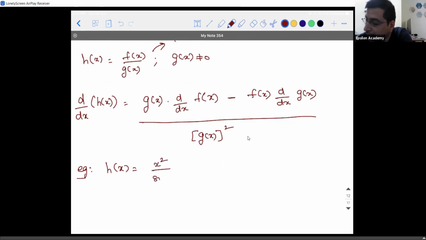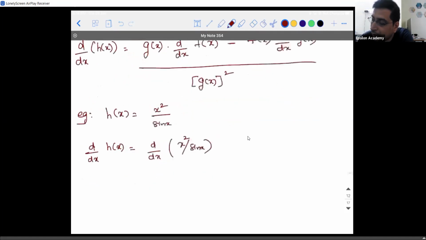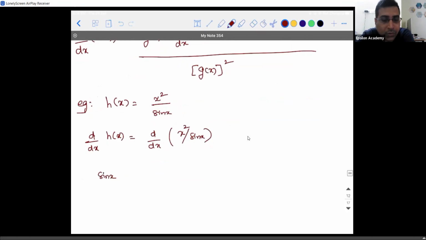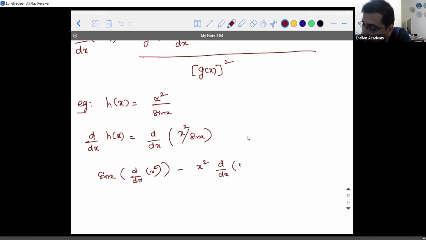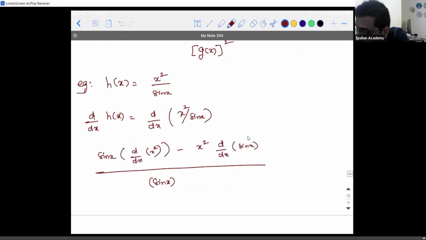So x square divided by sine x. So d by dx of h of x is how much? D by dx of x square divided by sine x. Tell me. So write the denominator as it is. Steps are important. Denominator should be written first into derivative of x square minus x square into derivative of denominator divided by sin x the whole square.